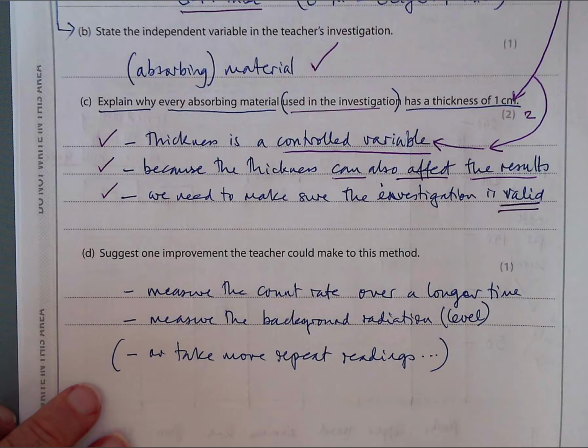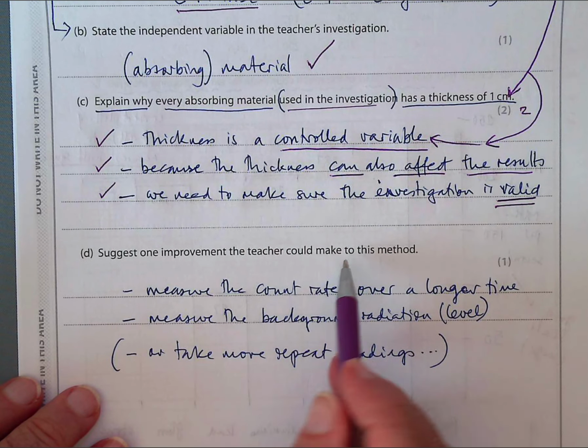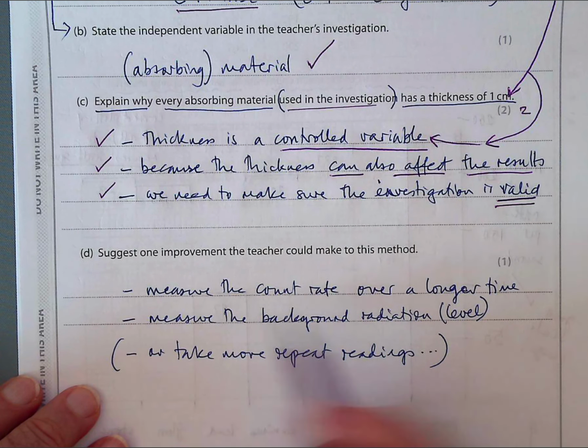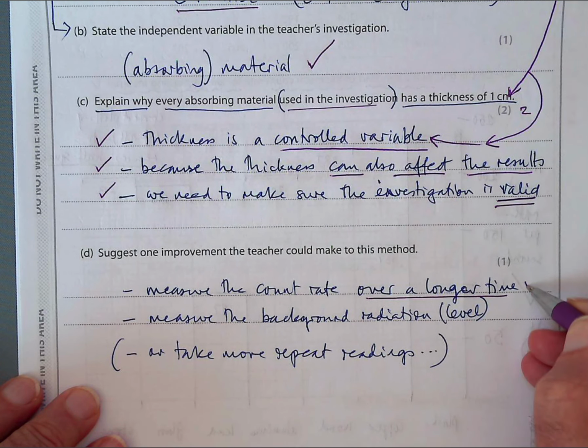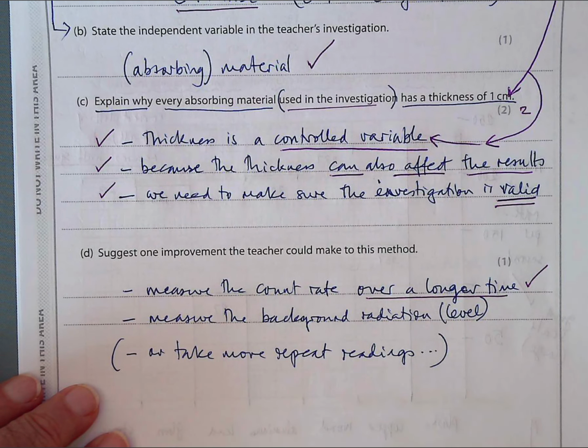Okay, suggest one improvement that the teacher could make. So we've already discussed it. Measure the count rate over a longer time. That would be what I would put. That's the main criticism I have of this.